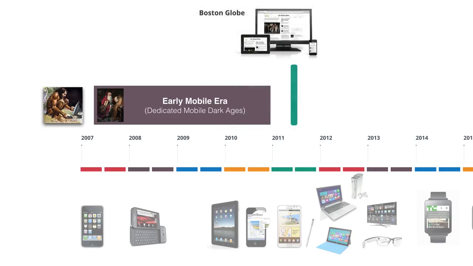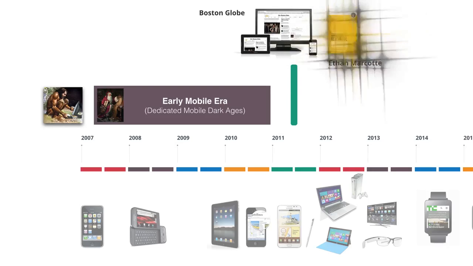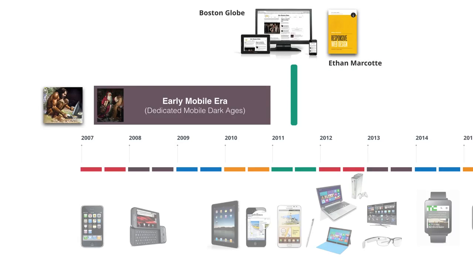And then in 2011, the miracle of the Boston Globe was released upon us. This is the first big, commercially viable, responsive website that came out. It was mission critical to their business. It was a high volume, subscription-based website. And it even came with its own guidebook on how to implement it: Ethan Marcotte's responsive design.